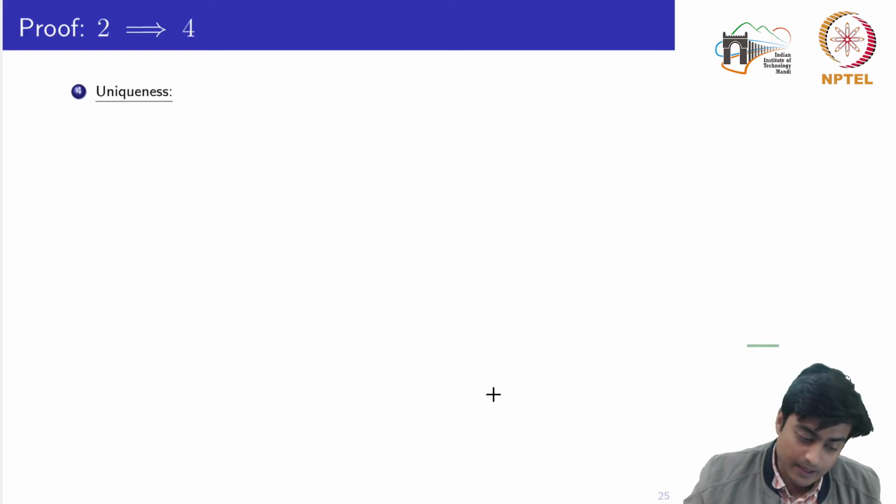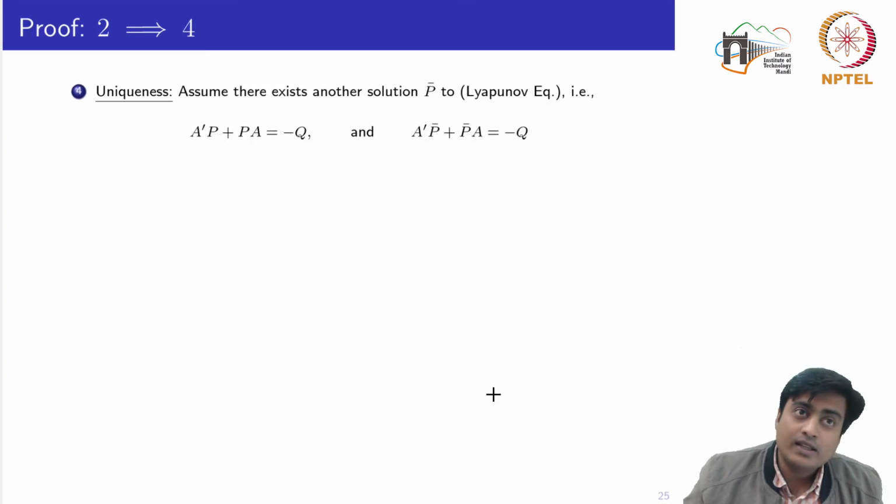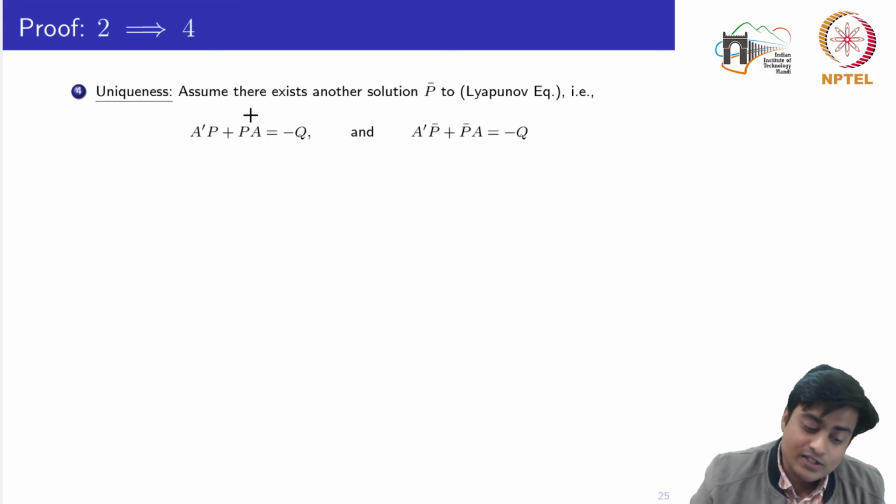Okay. Now the fourth one is the uniqueness property, which means that there exists only that P and does not exist any other P. So let's assume that there exists another solution given by P bar which also satisfies the Lyapunov equation, and this P bar is different than the P defined in equation 2. So here we write the Lyapunov equation for P and for P bar, which also satisfies the Lyapunov equation for the same Q. If we subtract these two equations, we obtain A transpose (P minus P bar) plus (P minus P bar) into A is equal to 0, because the Q matrix remains the same.